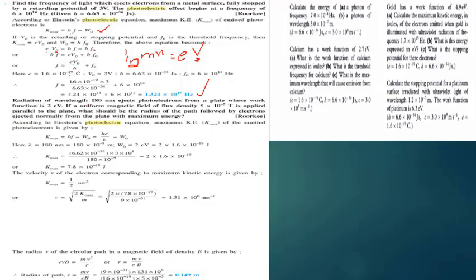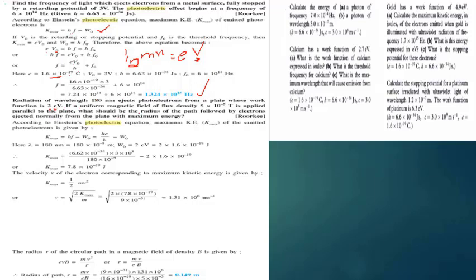Another example, radiation of wavelength 180 nanometer ejects photoelectrons from a plate whose work function is 2 electron volts. Okay, kumbuka electron volt ukitaka kuziconvert kwenye energy una multiply tu aka E. Sawa, ukimultiply tu aka E kwenye hii 2 tayari ni joules. Kwa hiyo chukua 2 times electronic charge ambayo ni 1.6 times 10 power negative 19 hii hapo.